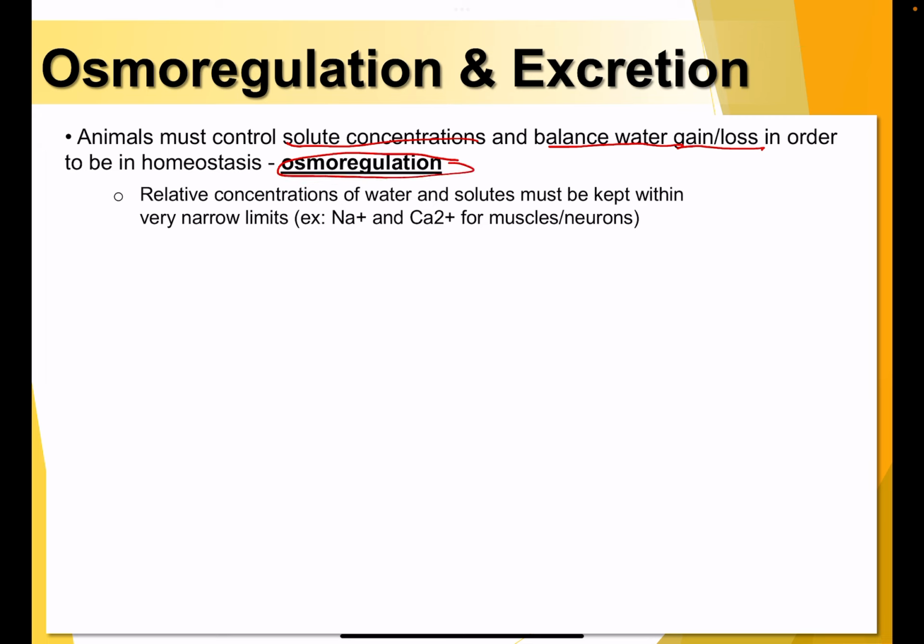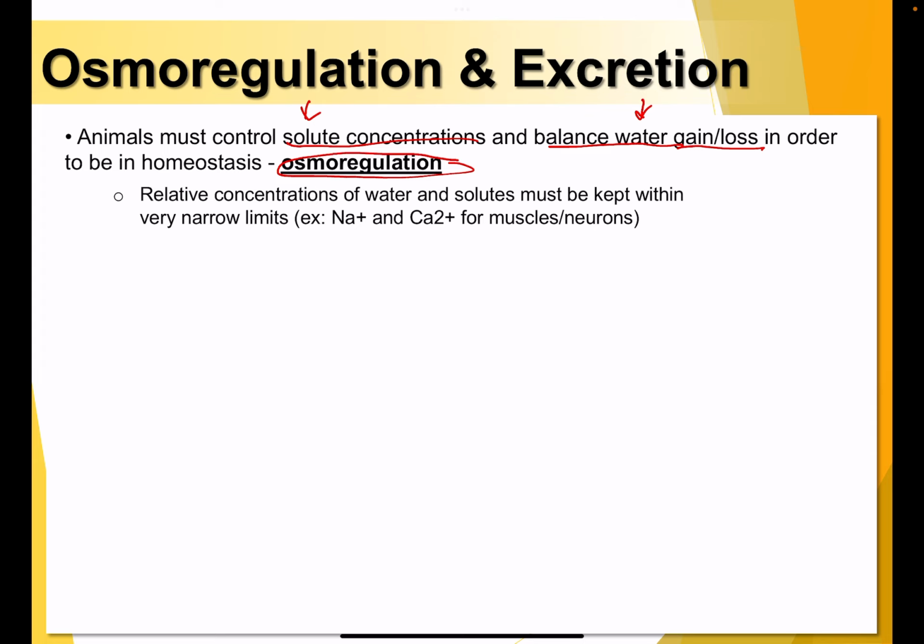So remember, for osmoregulation, it's always two things involved: your solute and your water content. You can't have one without the other because water can only move into our cells by osmosis. There's no other way for water to move into our cells. So, what drives water movement is solute concentration. This is why with osmoregulation, you cannot get away with one or the other. You have to have both.